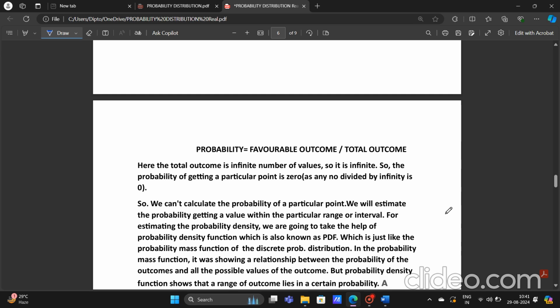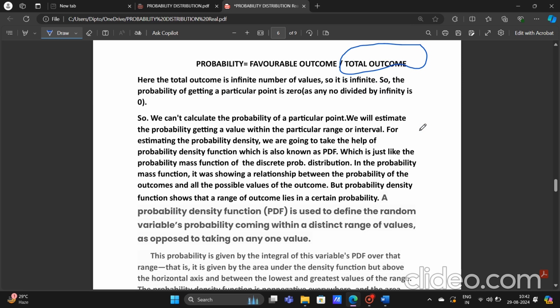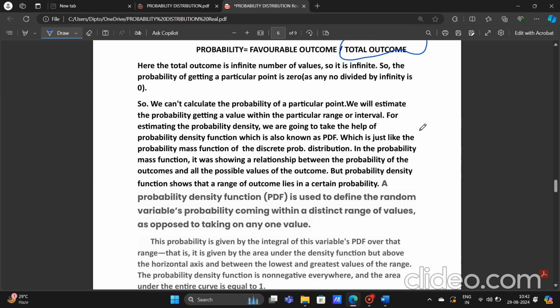So basically the total outcome is infinite and any number divided by infinite is 0. So in case of continuous probability distribution, if you want to calculate the probability of a particular point, it will be 0. That's why in case of continuous probability distribution, we can't calculate the probability of a particular point. We will estimate the probability of getting a value within a particular range or interval. For estimating the probability density, we are going to take the help of the probability density function, also known as PDF, which is just like the probability mass function, but is used in case of the continuous probability distribution.